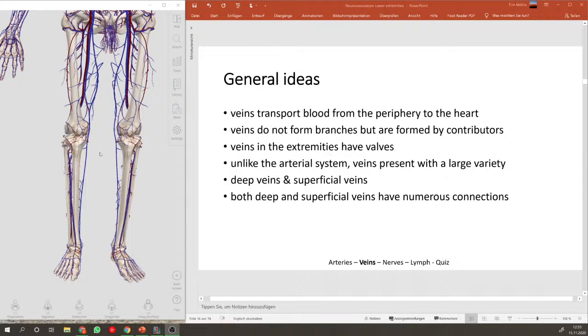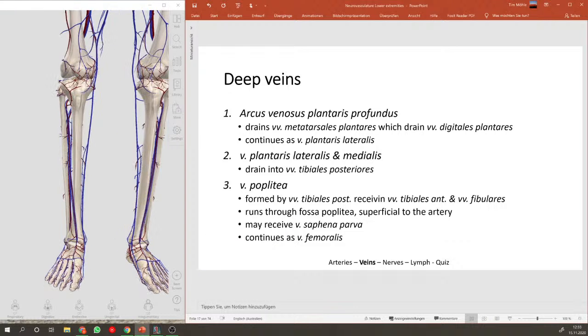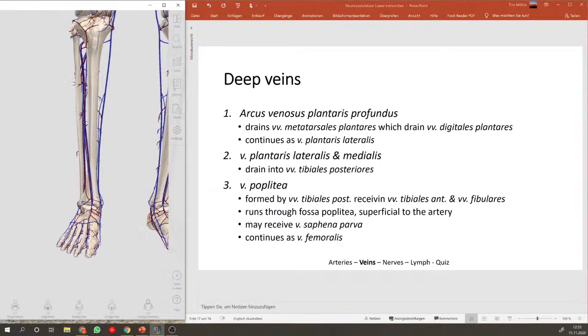All right, cool. Okay, and because the blood collection starts at the periphery, we will also start in the periphery, and we will start with the arcus venosus plantaris profundus. Generally, these are deep veins now.